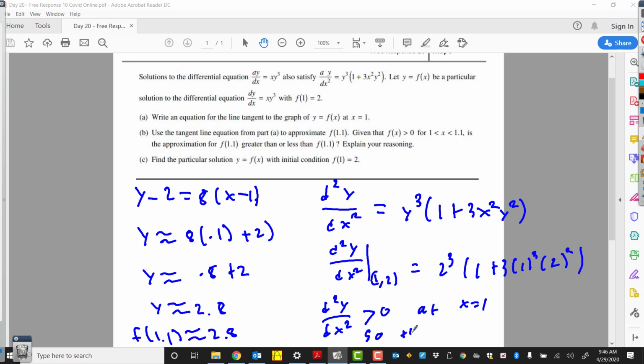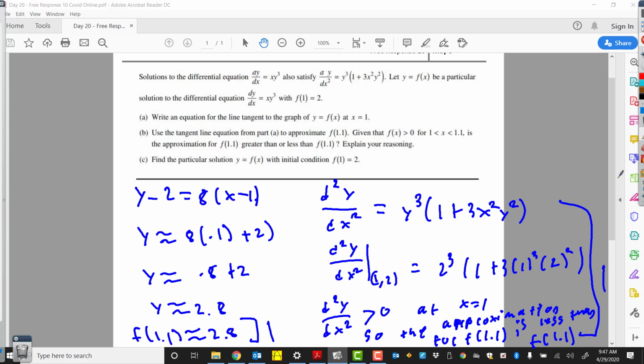So the approximation for f of 1.1, and we said earlier, since it's concave up, this will be an under approximation, is less than f of 1.1. A lot of work, and honestly, going to be a pretty weak payout. This is actually only 2 points. 1 point for your approximation, and 1 point for all of this explanation.